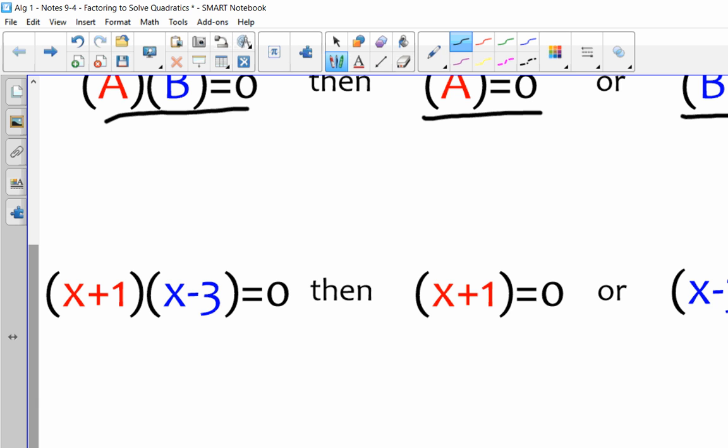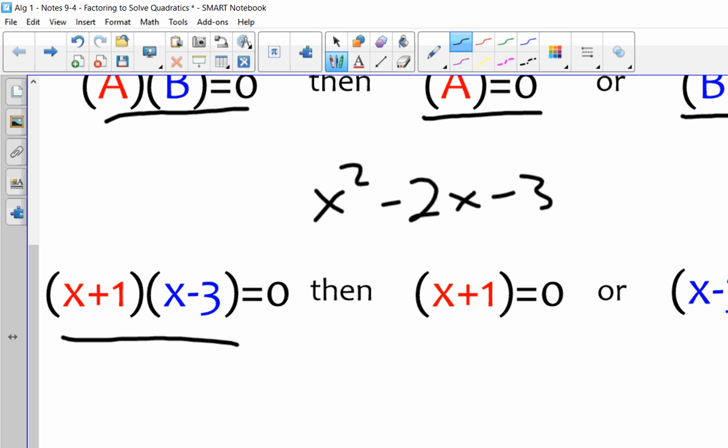So these right here are the factors. It came from x squared minus 2x minus 3. We factored it. We used our x factoring to be able to get to these two.